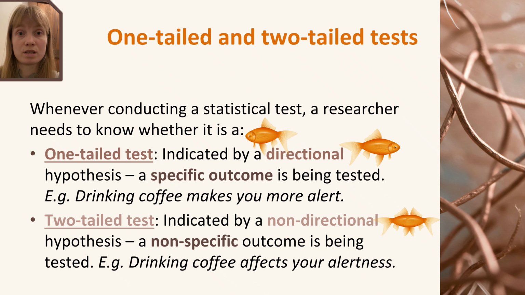So in other words, a one-tailed test comes from a directional hypothesis where we predict a specific outcome. For example, drinking coffee makes you more alert. A two-tailed test comes from a non-directional hypothesis where we only say drinking coffee affects alertness without predicting how. So the tail refers to whether the researcher is testing one specific direction or both possible directions. Use the hypothefish reference as a memory aid.